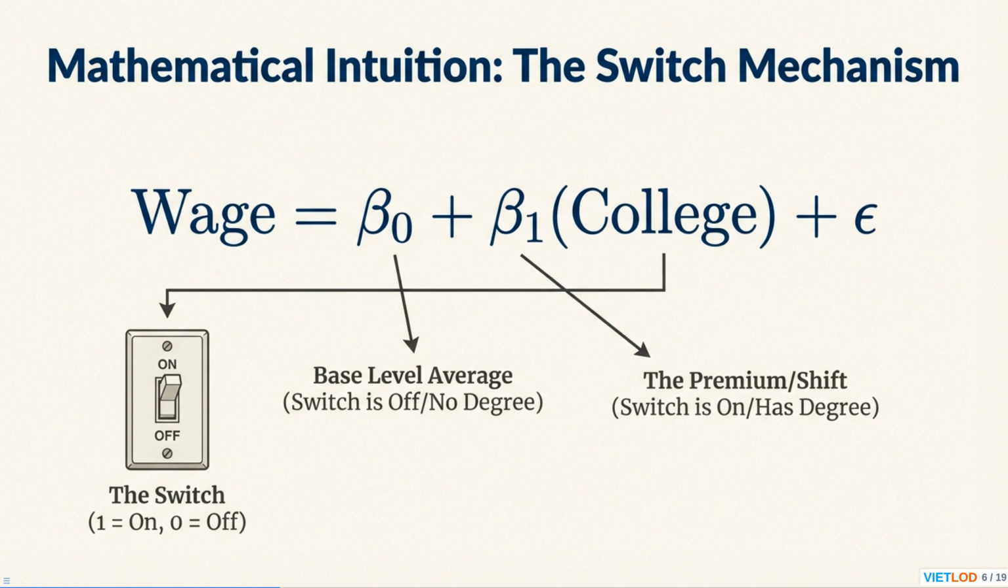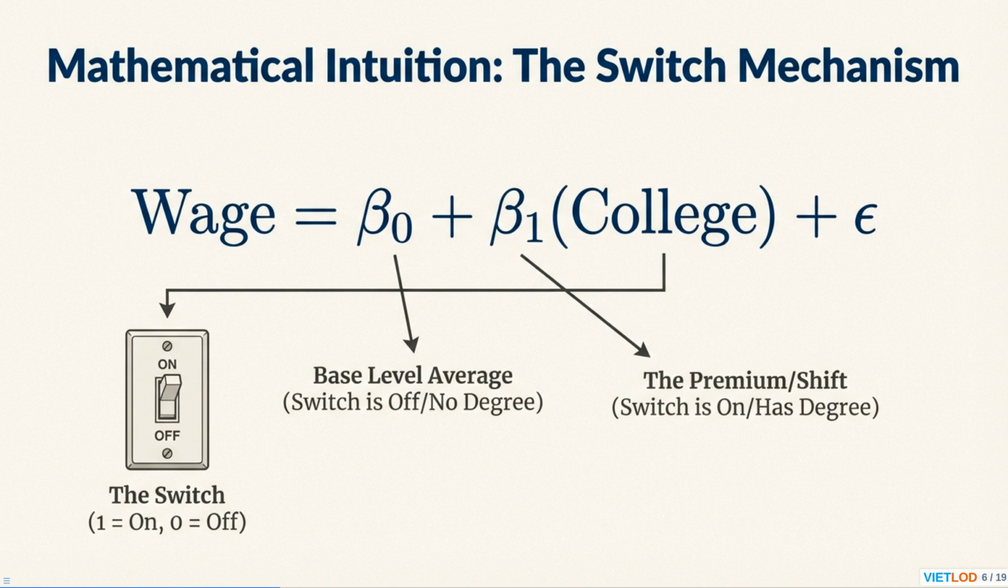To truly grasp how dummy variables work in a regression, think of them as a simple light switch. When we model wage as a function of having a college degree, the variable college acts as the switch. If the switch is off, represented by a value of 0, the person doesn't have a degree. In this state, the expected wage is simply beta 0, our base level average. Now, when we flip the switch on, giving it a value of 1, the person has a degree.